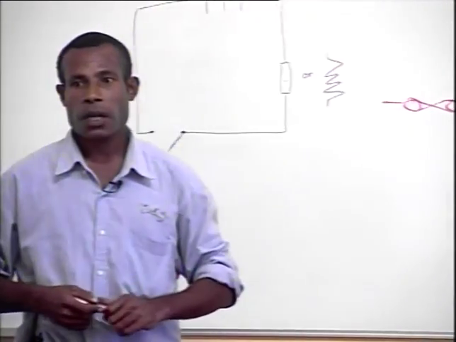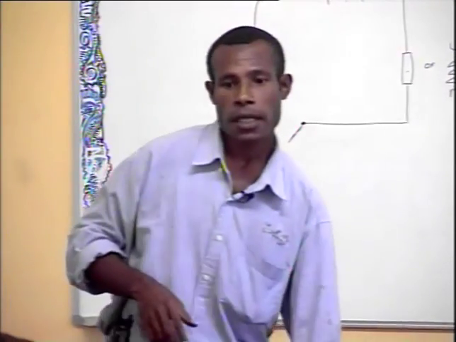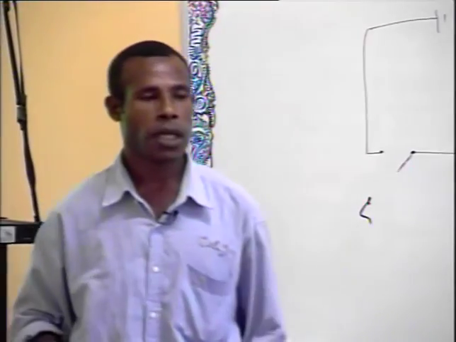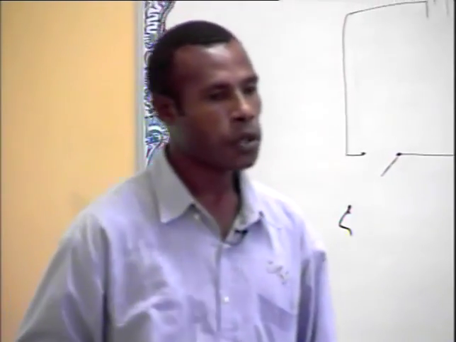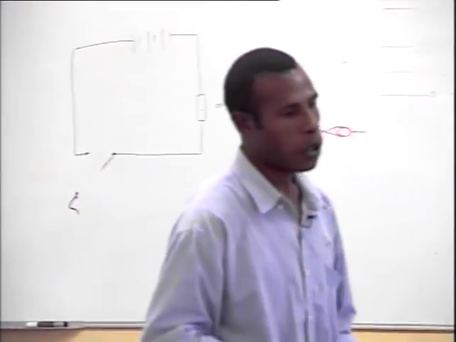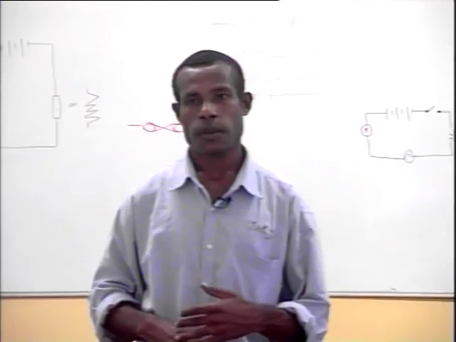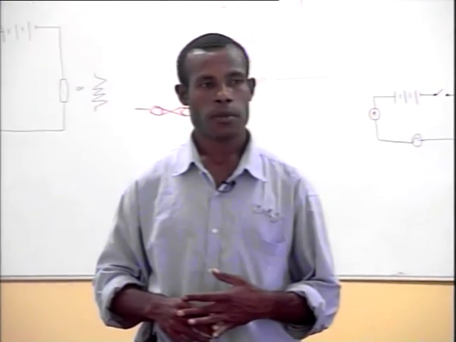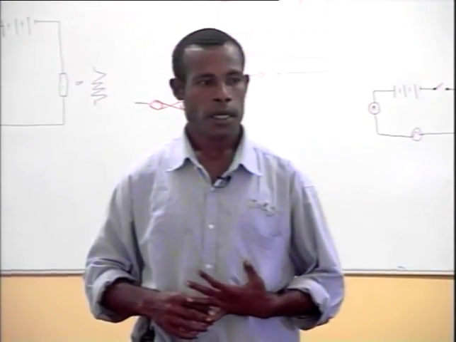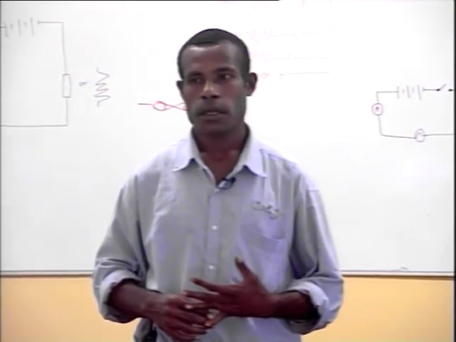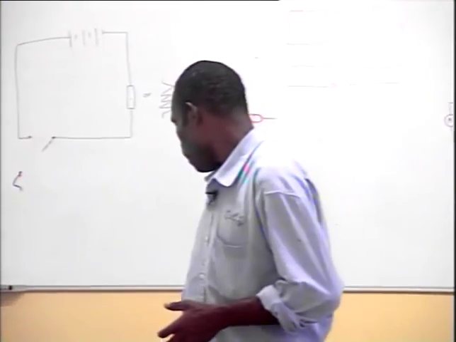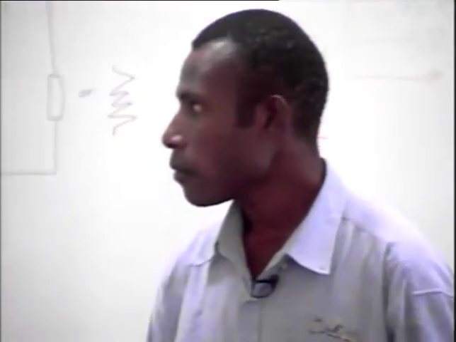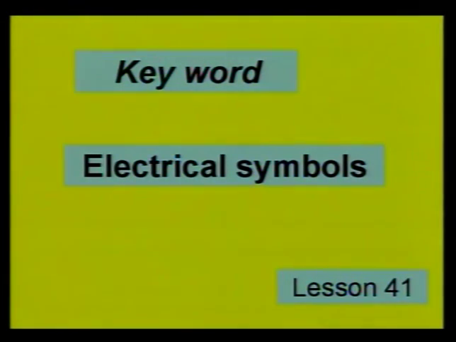As we come to our next lesson, we'll be looking at some of the units of these and how we can calculate each one of those, the resistance, even the current, and also the voltmeter. That is in our next lesson. So with that, our keyword for today will be electrical symbols.